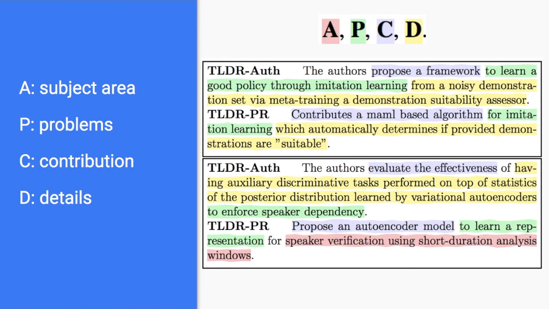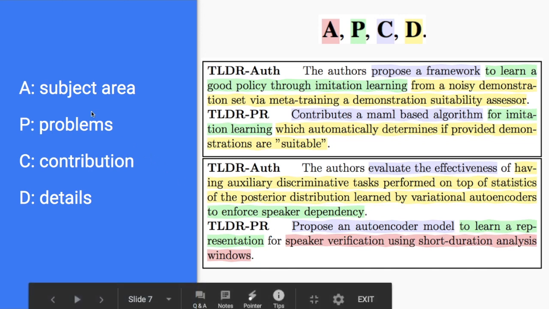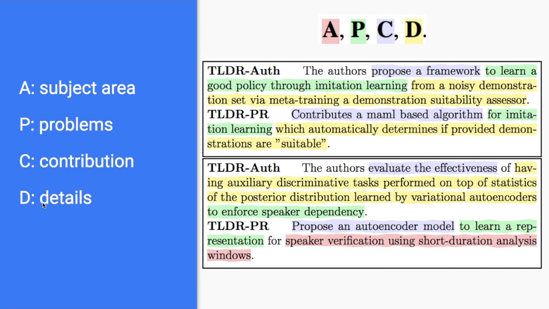And this is some overview, to give you some sense of too long didn't read. They highlight this too long didn't read by using these four different sections. The first one is called A, which is the subject area, P stands for problems, C stands for contribution, and D stands for details. So let's just look at the author-generated TLDR. The proposed framework means the contributions. They propose a framework, which makes sense. And the green color is the problem, to learn a good policy through imitation learning. They say this is the problem.